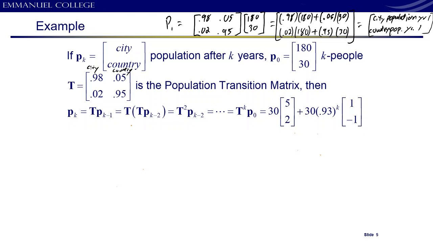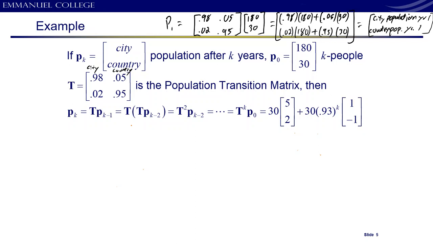If you notice, I have this transformation, and I say that the population after k years would be the transition matrix times the population at k minus 1 years, which is the transition matrix times the transition matrix times the population at k minus 2, and so on. So you recursively get back to T to the k times P naught. And then I have this really nice vector equation.